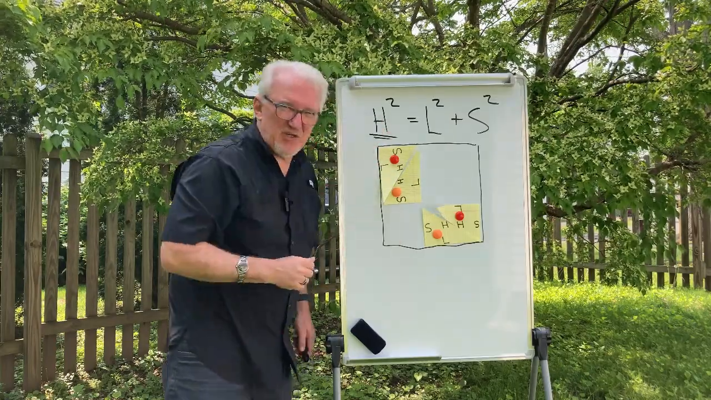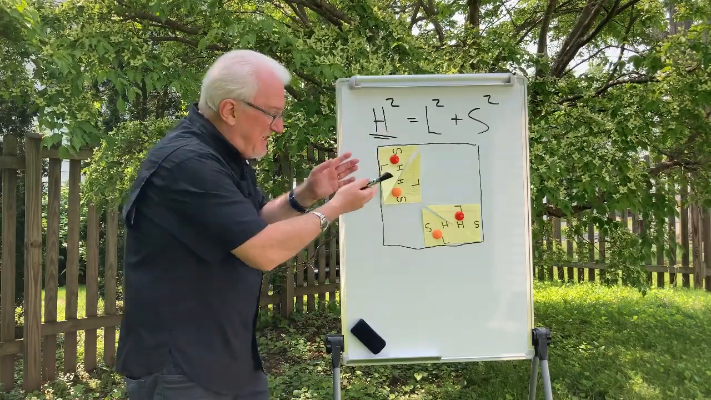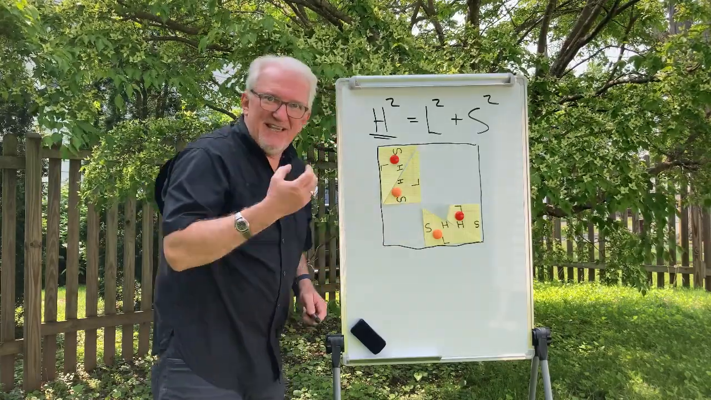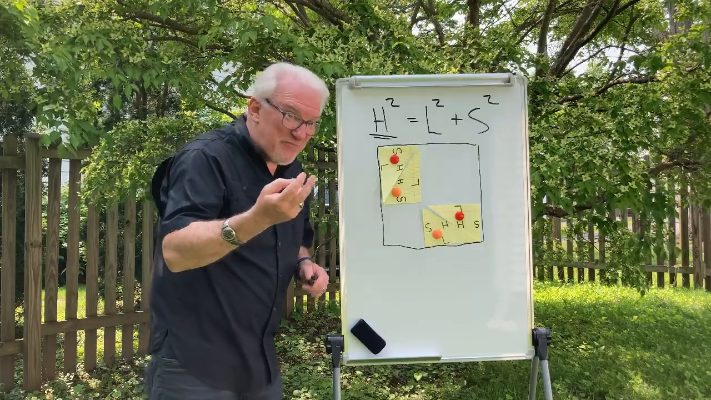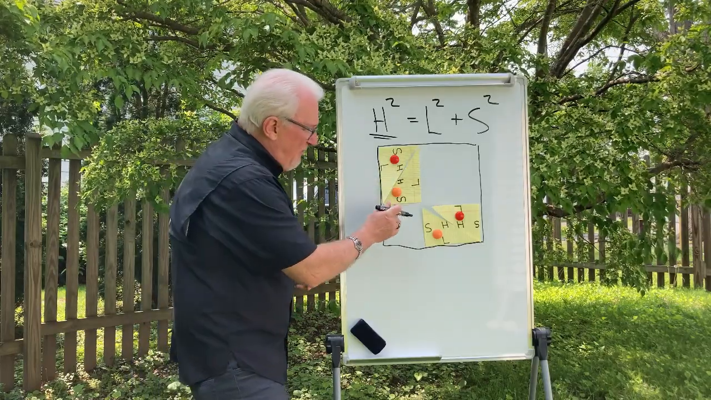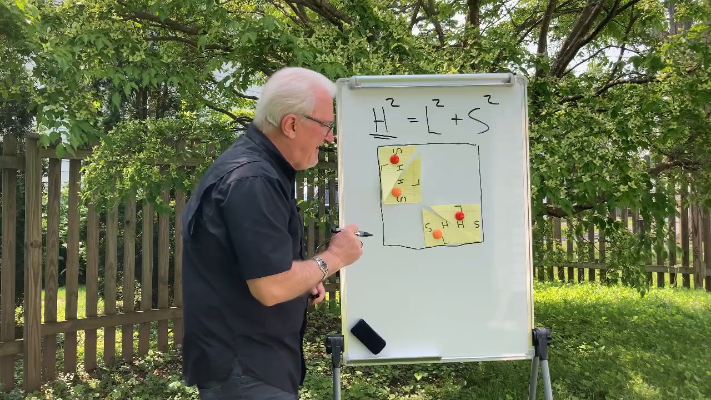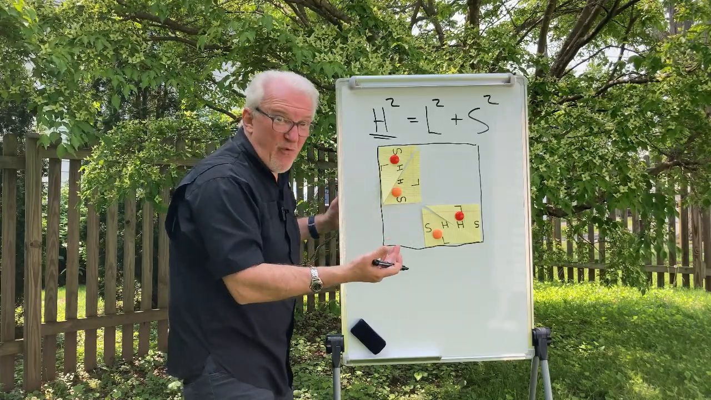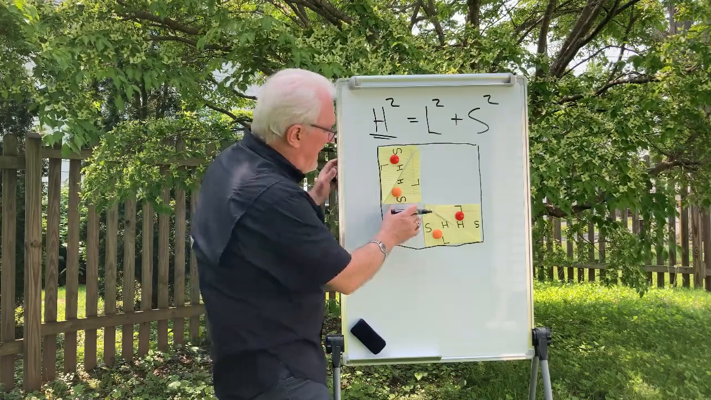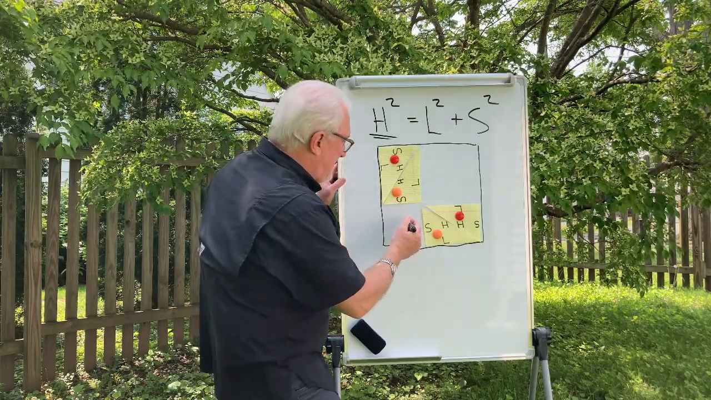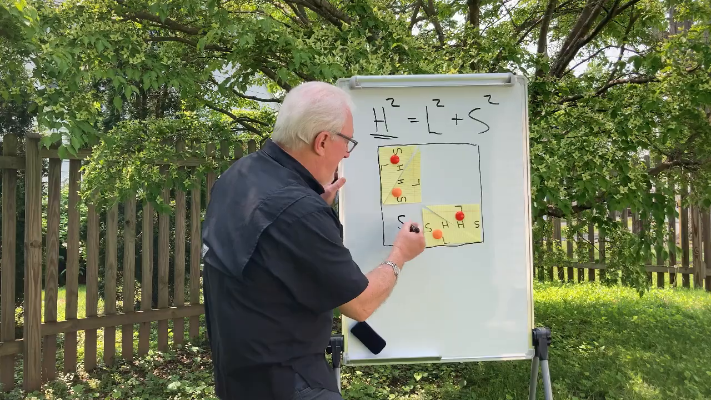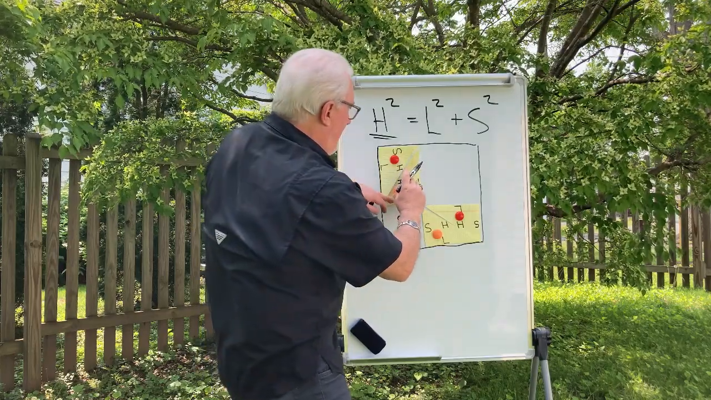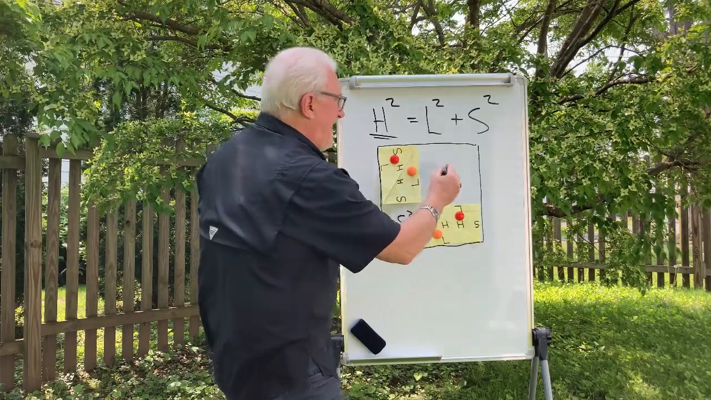It's still h squared. However, in this configuration, what we can see is that the negative space actually forms two smaller squares, one with side length s, one with side length L. Well, the area of a square is just the square of its side length. And so this smaller square has area s squared. This larger square has area L squared.